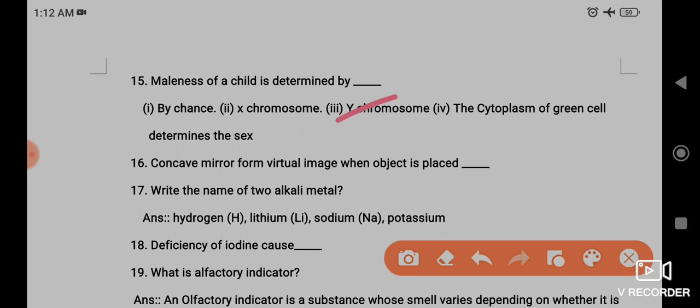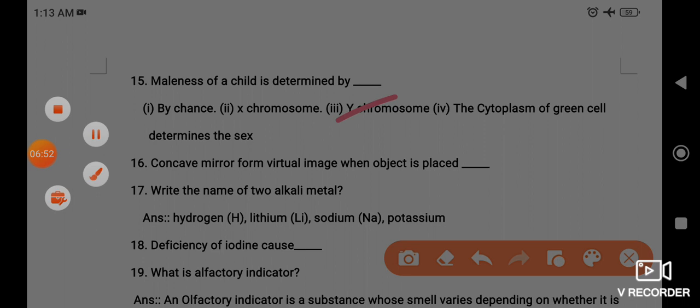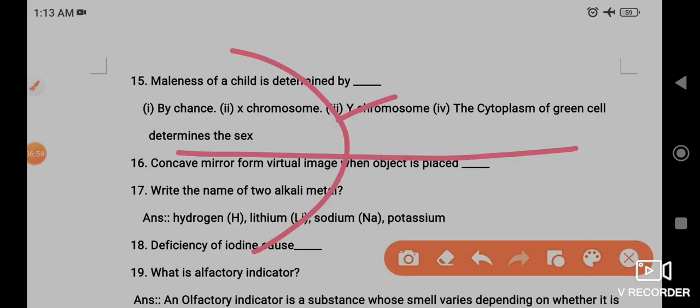Okay, then concave mirror forms virtual image when the object is placed. So all of you know that a concave mirror forms a virtual image when the object is placed at some point. Suppose this is a concave mirror, so the object can be placed either at infinity. Suppose I will just mark its center. This is F and this is O.